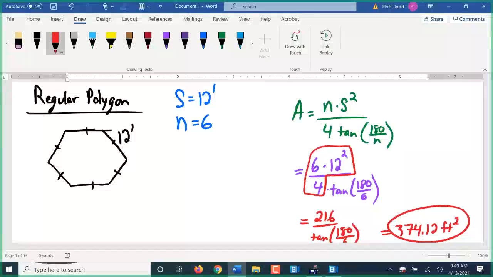So again, the things that can change here are S and N, depending on how many sides we have and what the length of those sides is. The rest of the formula will stay the same. Of course, this N changes with the other N as well.